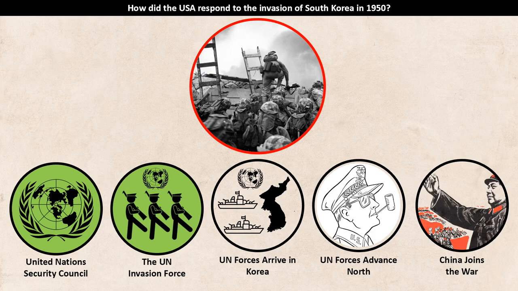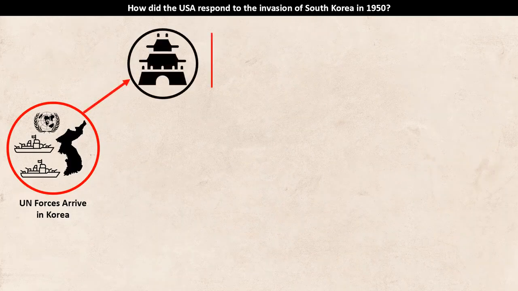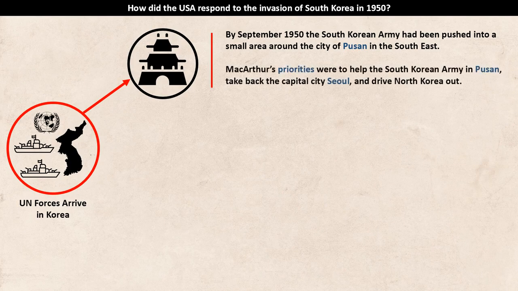Let's think about the key events that took place then when these forces arrived in South Korea itself. If we think about the priorities they had, well, by September 1950, the South Korean army had been pushed into a very small area around the city of Busan in the southeast of South Korea. And so MacArthur's priorities as the leader of the United Nations Army were to help the South Korean army in Busan, to take back the capital city of Seoul, and also then to drive North Korea back beyond the 38th parallel and out of the south.